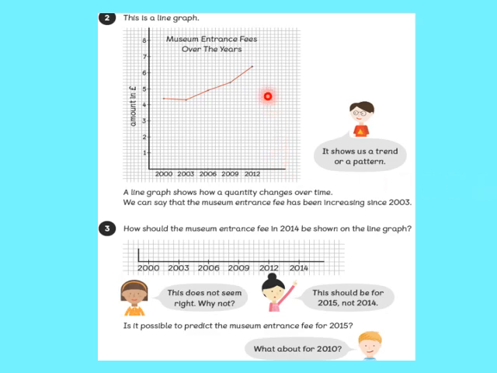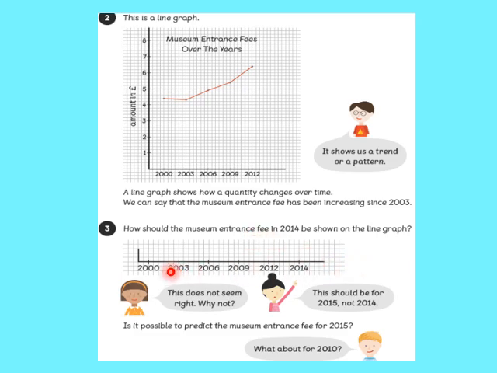Okay, so here is the line graph again. This time the bars have been taken away because we don't need them. And as it says, it shows how a quantity changes over time. And we can say that the museum entrance fee has been increasing or going up ever since 2003. Now, if we look down here, it says, how should the museum entrance fee in 2014 be shown on the line graph? Look carefully at the x-axis.